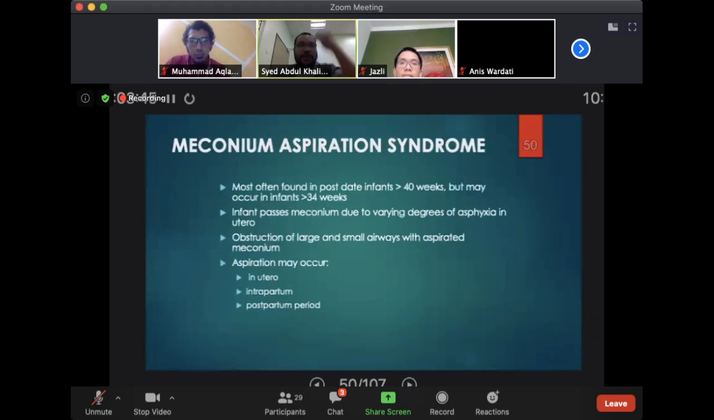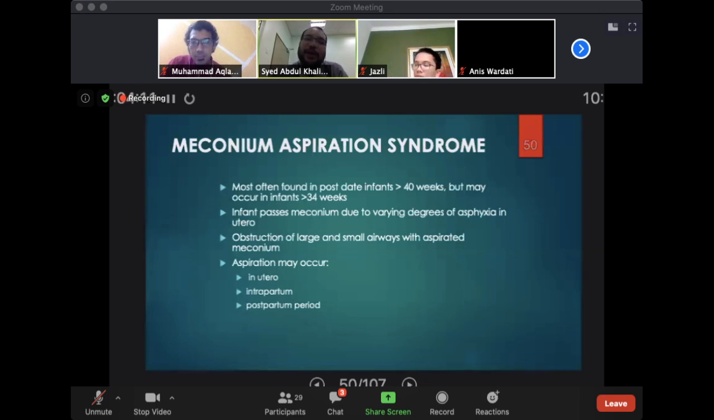Meconium aspiration syndrome is mostly found in post-date infants, more than 40 weeks. Why does the baby pass meconium? Is it normal for a baby to pass meconium? Distress and also maturation of the gut. They pass meconium in utero because they are distressed, they are stressed. Bila dia stress, dia pass meconium.